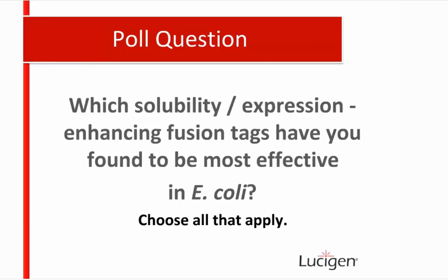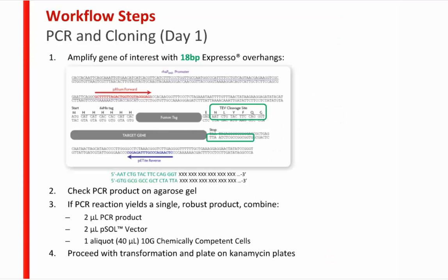That's good to see. So now we'll take a little bit of a closer look at the protocol and some data and results. So the first step, protocol day 1, is to amplify your gene of interest. And we're going to add 18 base pair Expresso overhangs to our PCR primers.